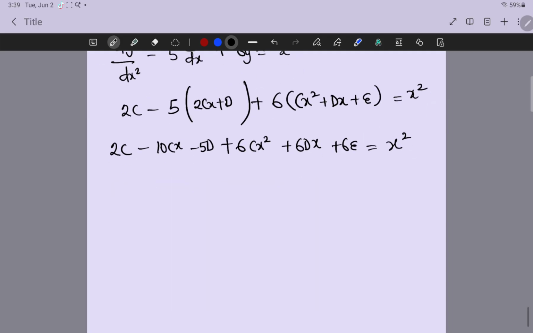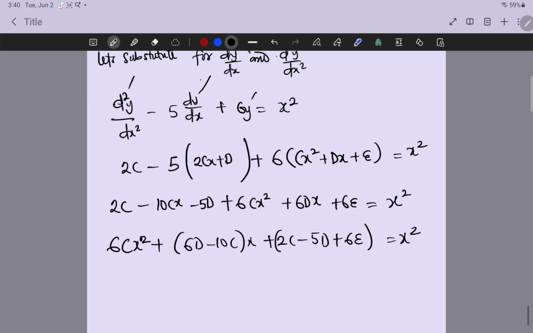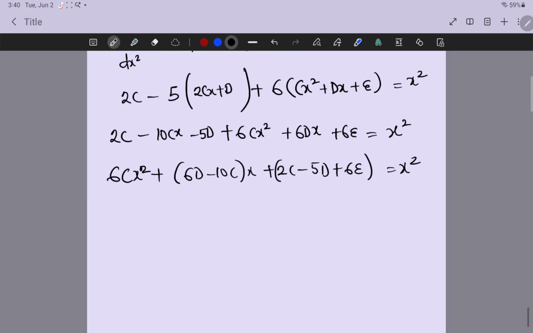So in the end, bringing this forward, I'm going to have 6cx squared, taking the biggest power first, plus 6d minus 10c x, collecting like terms, right? Plus 2c minus 5d plus 6e is equal to x squared. Did you see that? So having said that, now let's equate the coefficient of the power of x.